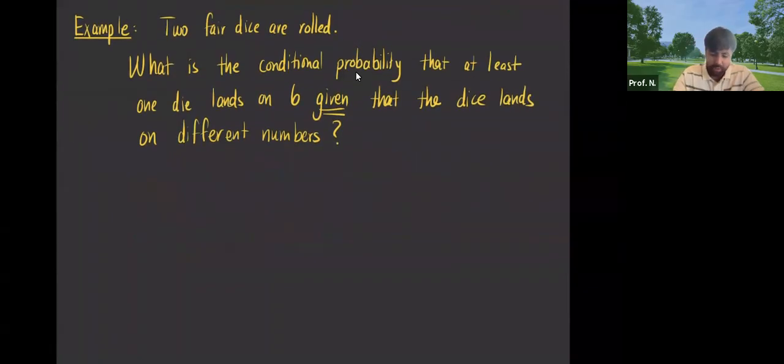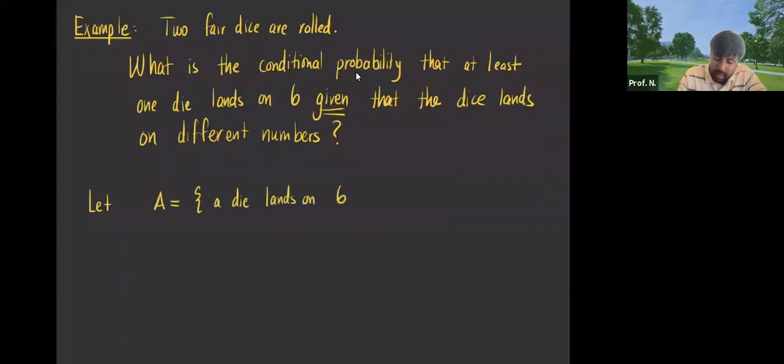So the first thing I always recommend you guys do is to denote your events. So what are your events? Define your events clearly. So let A be the event that a die lands on a 6. And then what is B? B is going to be the condition, right? The event that the two dice land on different numbers. There we go. That's right.